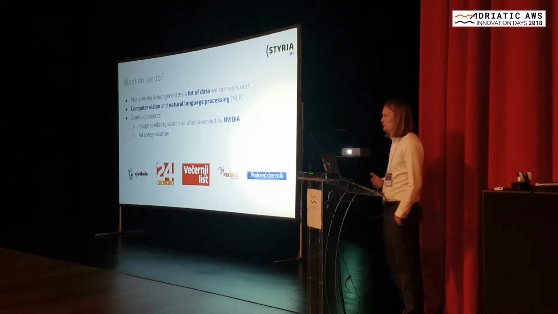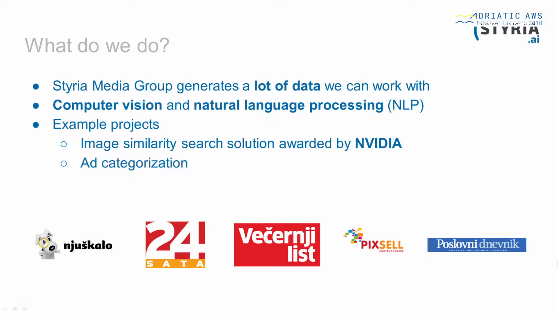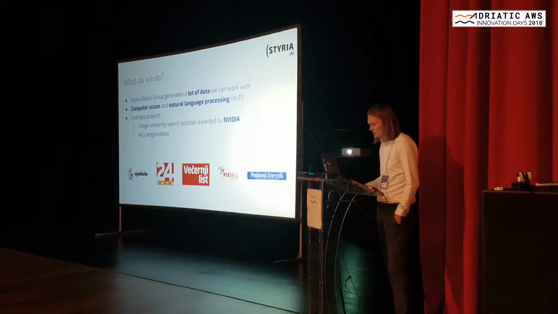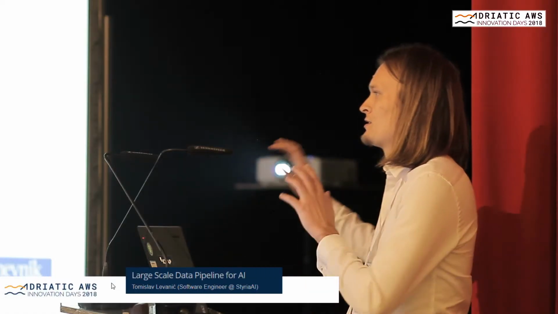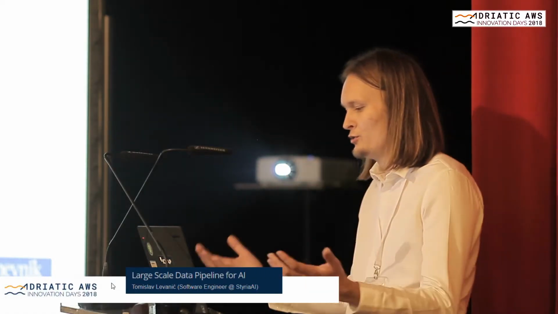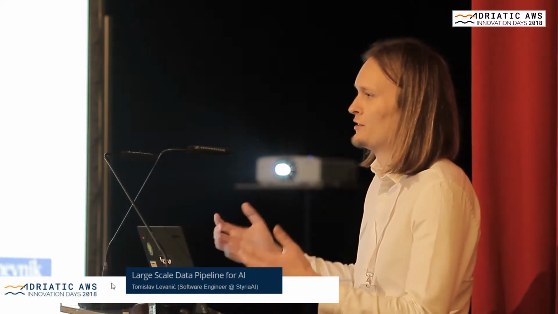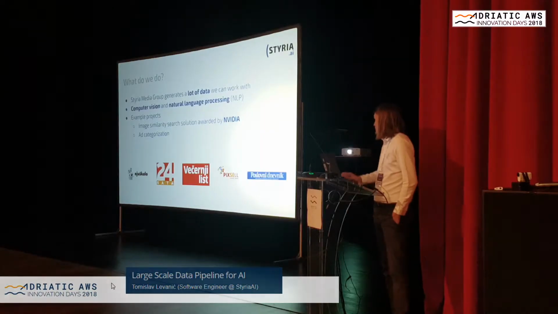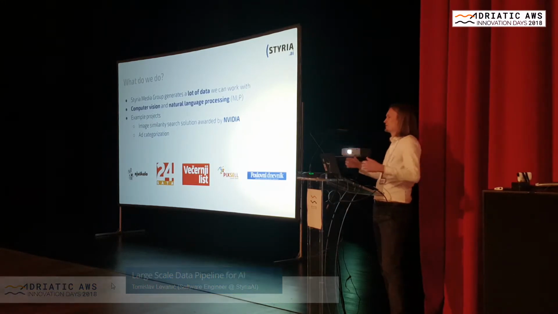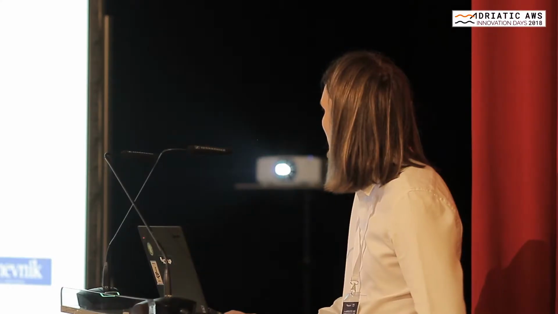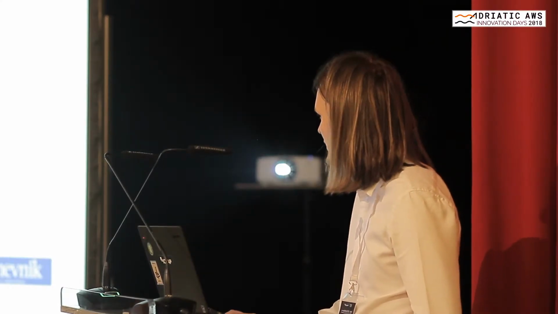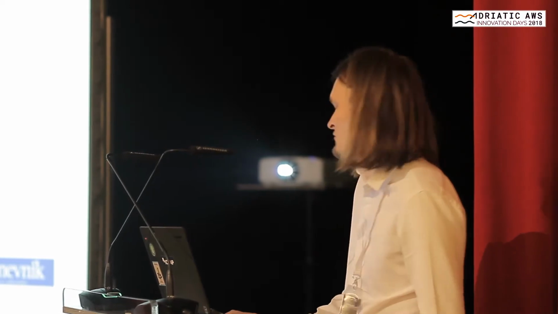And what do we do with that data? Well, we do mostly computer vision and NLP. Some of our projects include image similarity search, which is a solution awarded by NVIDIA. Image similarity search is basically software that allows you to compare two images based on their content, and you can get the distance between two images, the similarity between them. Another example would be ad categorization, and I will talk about that during this presentation.